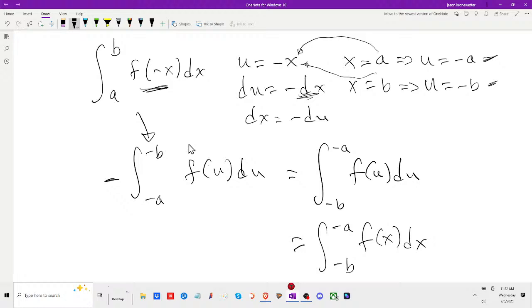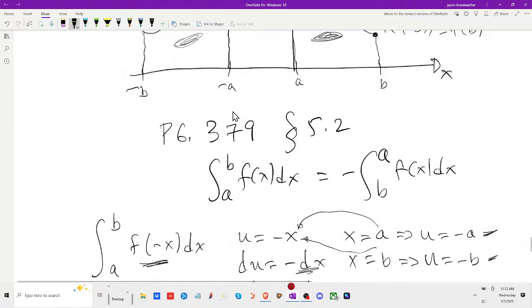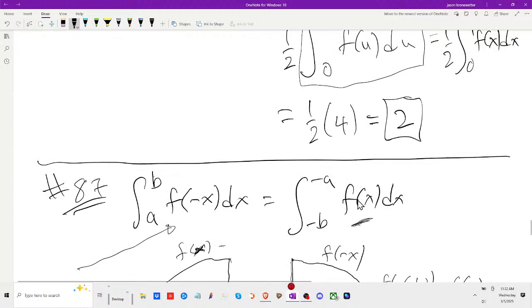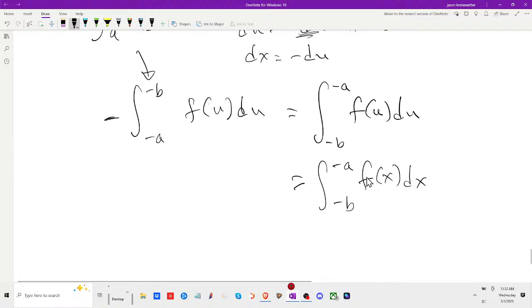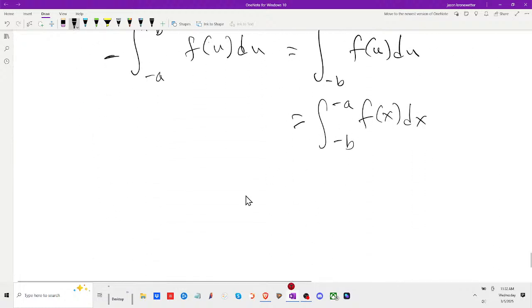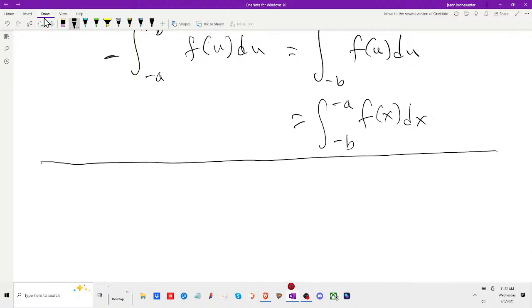And that's what we were aiming to show. We wanted to start with this right here and end up with that. That's exactly what we did. Okay, so that takes care of that one. Moving on to number 88.